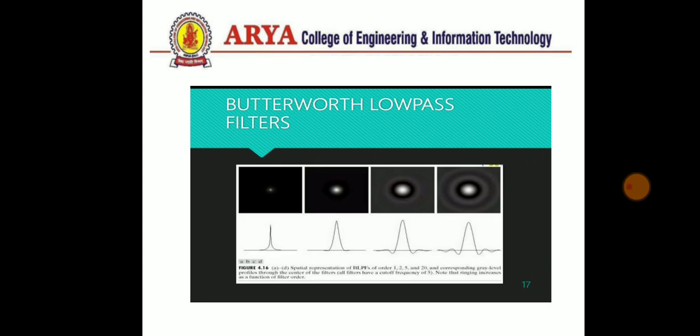Now this is the output after applying the Butterworth low pass filter. In figure A is the spatial representation of an image, and in the next images, as the spectrum is increasing, it gives a more and more clear vision of the image. So this is the process of the Butterworth low pass filter.